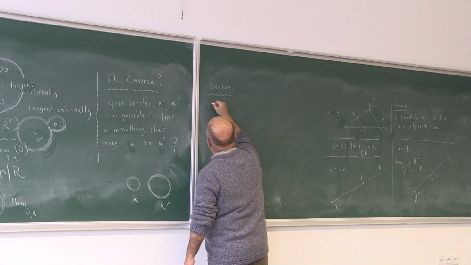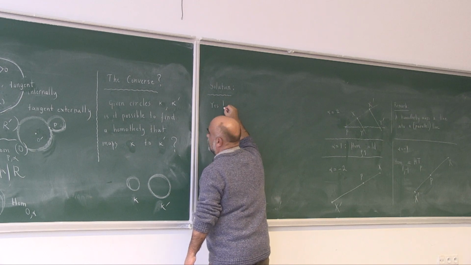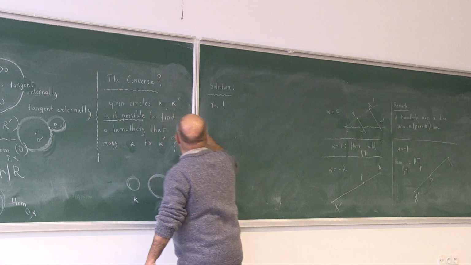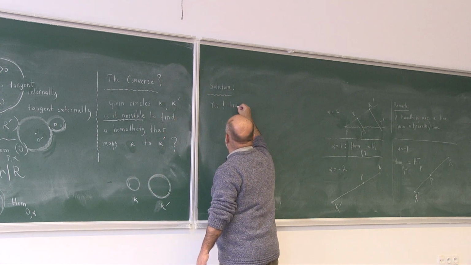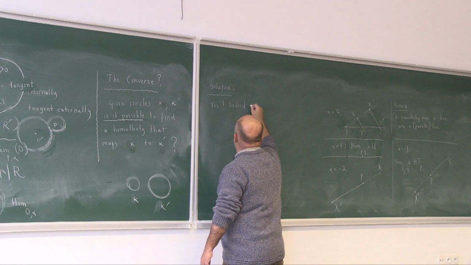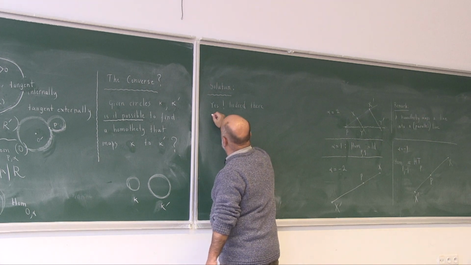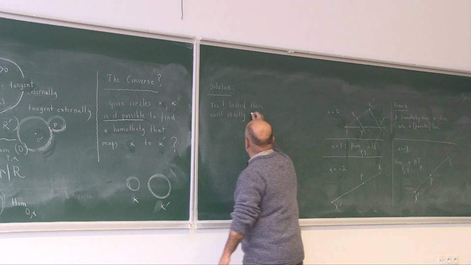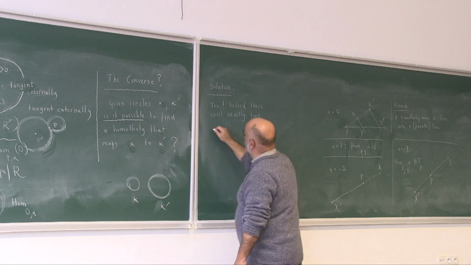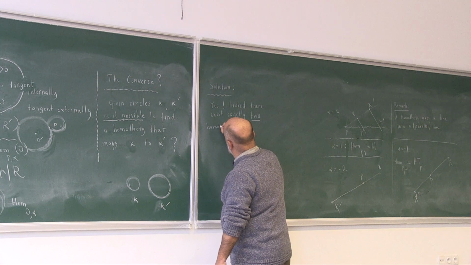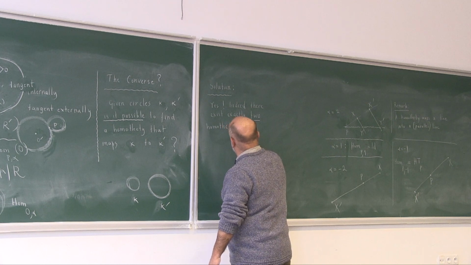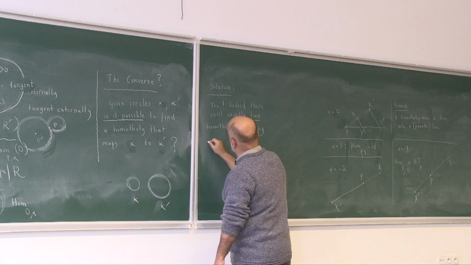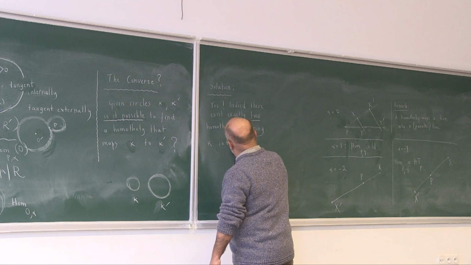Is it possible? So the question was, is it possible? And the answer is yes, indeed. There exist exactly two homotheties mapping kappa into kappa prime.